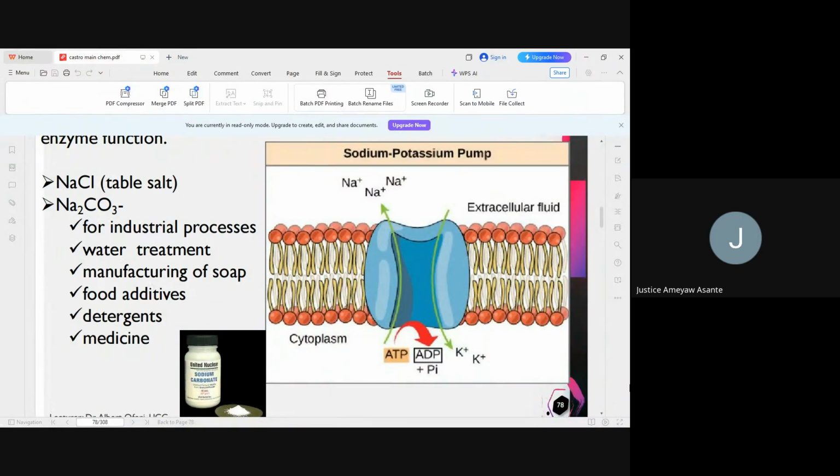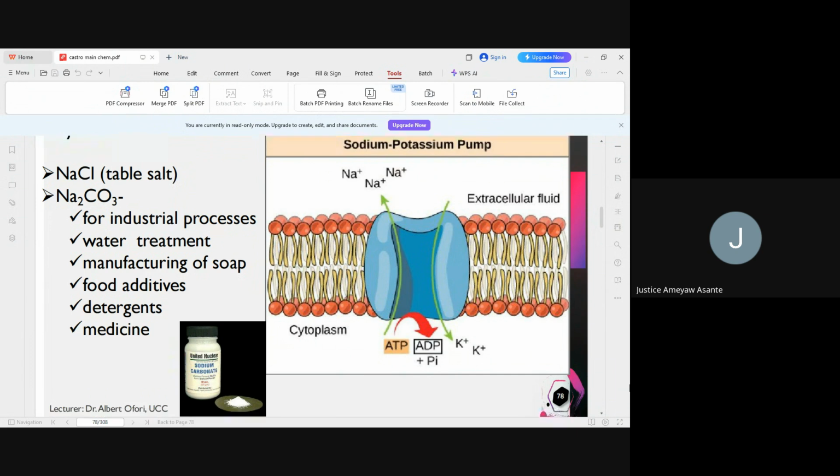For industrial processes, we have sodium carbonate used in the baking of bread, in water treatment, and in the manufacturing of soap, food additives, detergents, and medicine. Because if we are producing soap, we need sodium. Where do we get our sodium? We get it from either sodium chloride or sodium carbonate. That's why you go and buy caustic soda for the preparation of soap. Salt is used as an additive. It is also used to preserve food.